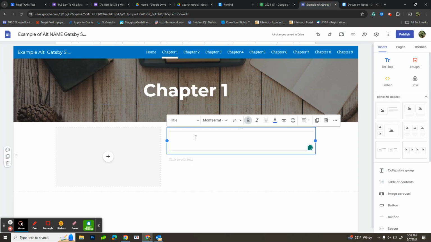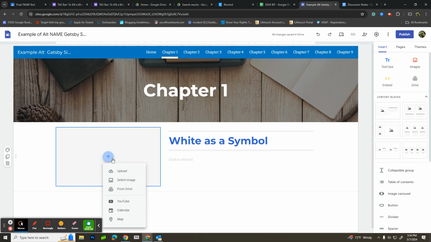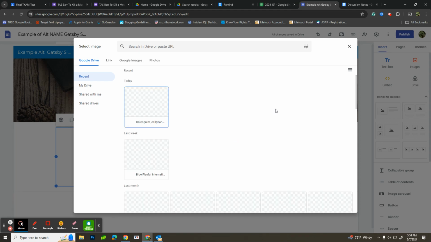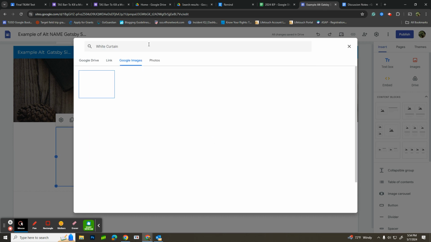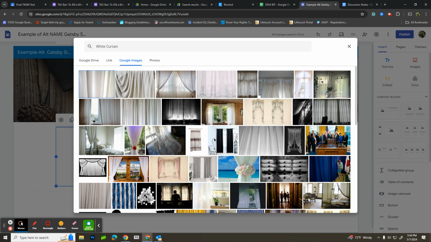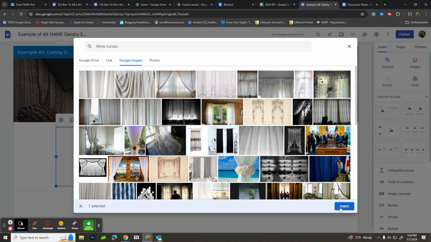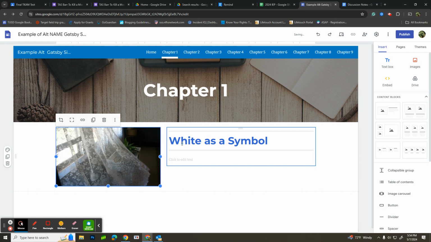Now, I'm going to go over here. I am going to put down white as a symbol so I remember what it is. I'm going to add a picture. So I'm going to go and select an image. I'm going to go to Google Images. I'm going to put white curtain because I remember that there are white curtains in Daisy and Tom's home. And then I'm going to insert. Now I've got 2 pieces and I know what they are.